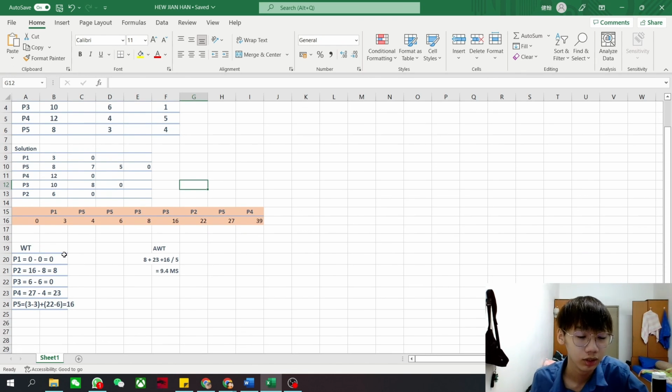The waiting time solution is running time minus arrival time. Then the average waiting time is the total waiting time divided by 5 processes. Okay, thank you.